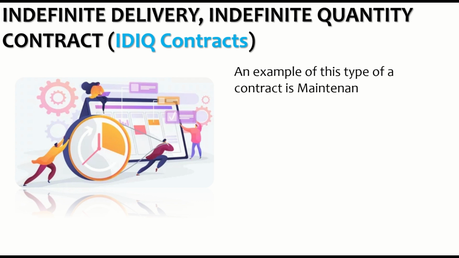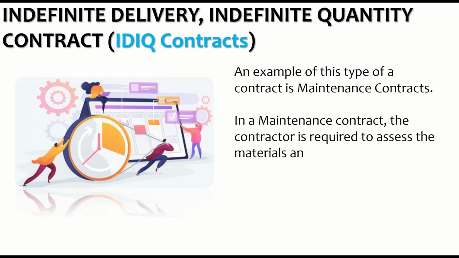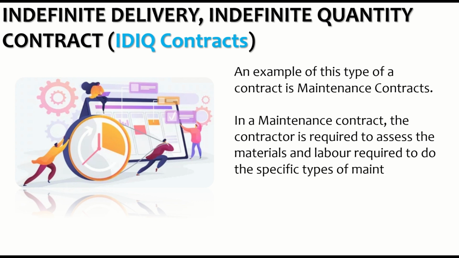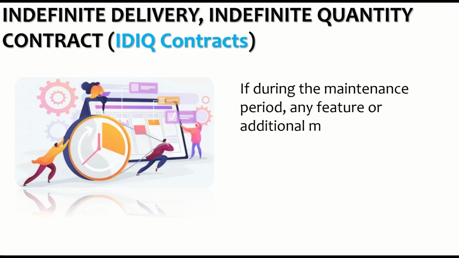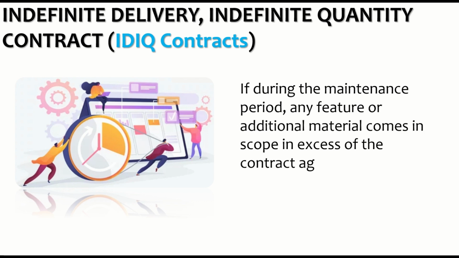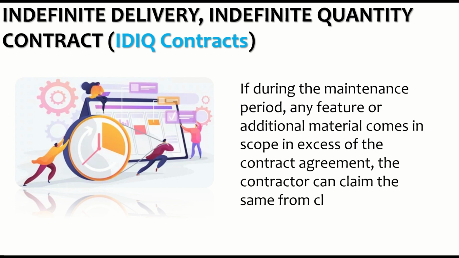A very common example of this type of contract is the maintenance contracts of any project after the completion of the construction. In a maintenance contract, the contractor is required to assess the materials and the labor required to do the specific type of maintenance work for a specific duration. If during the maintenance period, any feature or additional material comes in scope in excess of the contract agreement, the contractor can claim the same from the client.